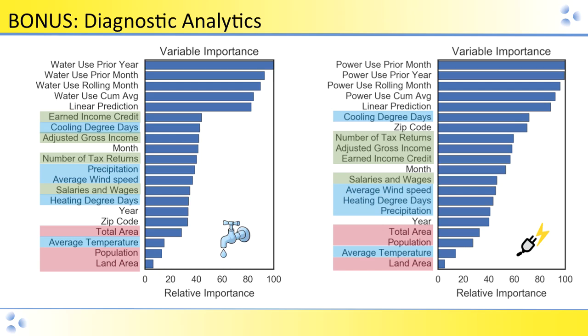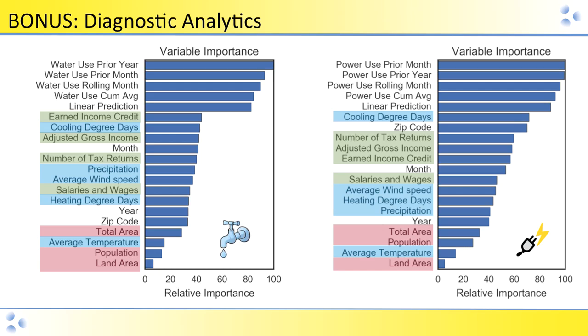The ones that are uncolored come from the base set. These are the prior month or the prior year numbers. The green highlighted numbers come from the IRS data. And on the left we see that the next most important variable is the level of earned income credit usage in a particular geography, as well as the cooling degree days, the adjusted gross income, and the number of tax returns, which is actually a better number for the number of people in a given locale for each year, because the number of tax returns is essentially proportional to the number of people that live in a location, as well as then precipitation, which I might think would play a role in predicting the water usage.